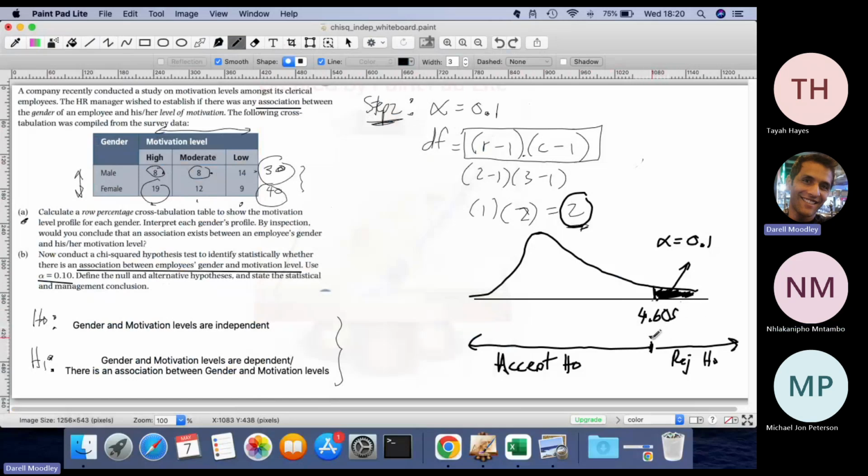All right, so anything bigger than 4.605, we're going to reject H0. Anything lower than that, we will accept H0. All right, so that's your step 2.